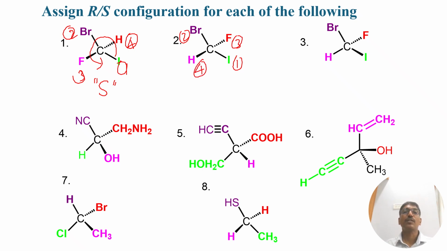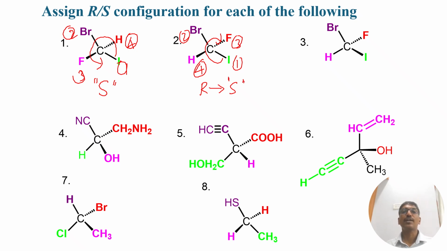In the first case, the hydrogen is located away from our view, whereas in the second case, the hydrogen is kept close to our view. Hence, whatever outcome comes, it should be taken opposite. So 1, 2, 3, it's going to be R. However, we just need to reverse it. So therefore, the absolute configuration is going to be S.